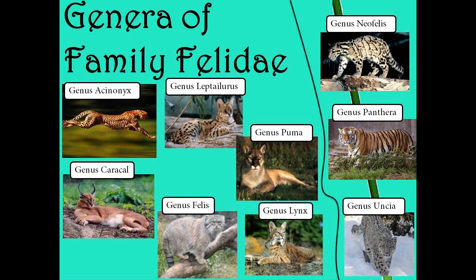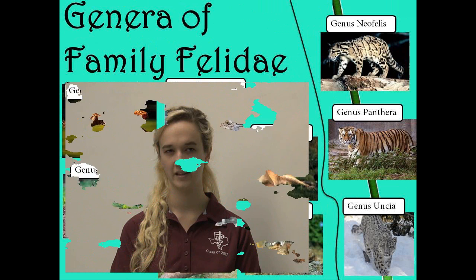Genus Lynx is the bobcat. We do have those in Texas. Genus Neofelis is the clouded leopard. Genus Panthera is the Bengal tiger. And genus Uncia is the snow leopard. These are actually split into two groups by which cats roar and which cats don't. So do you think the group with the mountain lion roar or the group with the tiger? It's the group with the tiger.